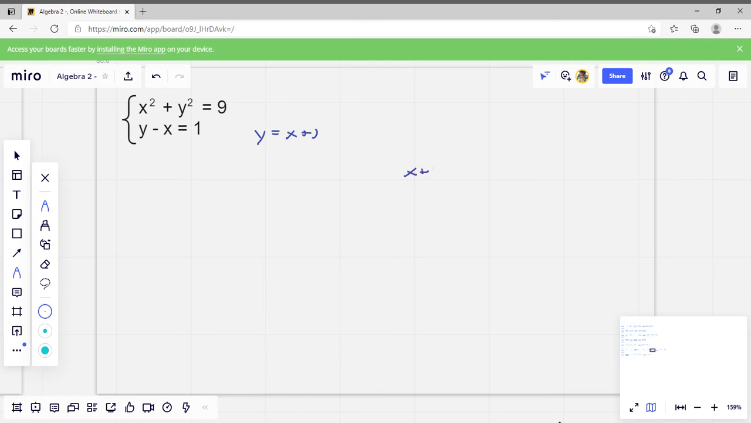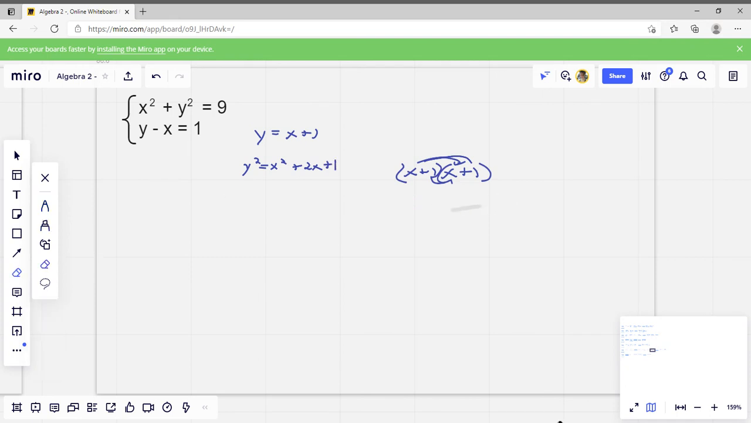So x plus 1 times x plus 1, and that's going to be x squared plus 2x plus 1. 1 times 1 is 1, right? Because I would have x times x is x squared. X times 1 would be positive 1x, and then another positive 1x, add those together to get 2x. And then 1 times 1 is 1. So that means that y squared equals x squared plus 2x plus 1.